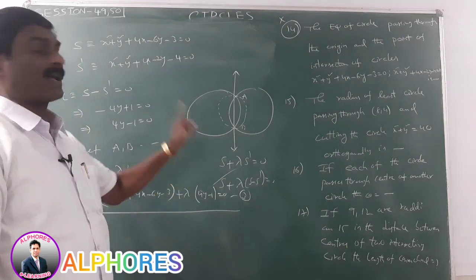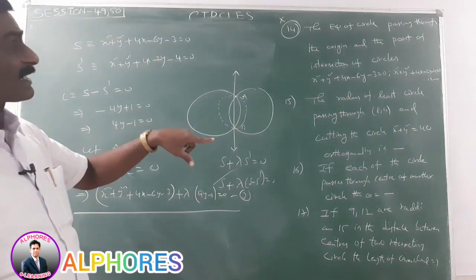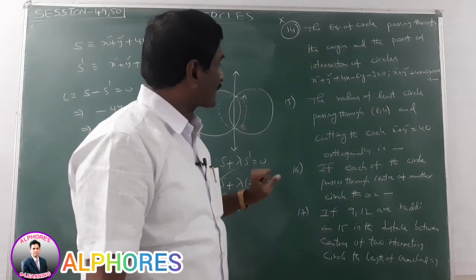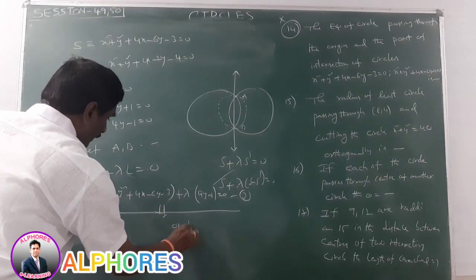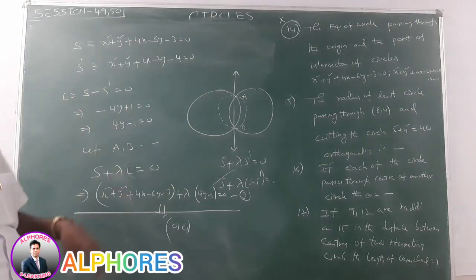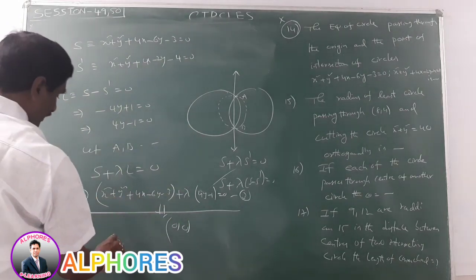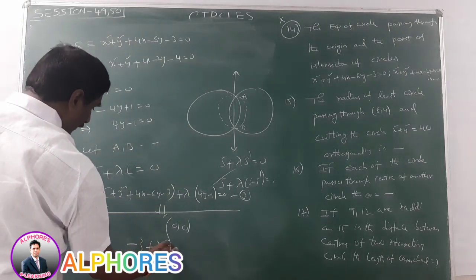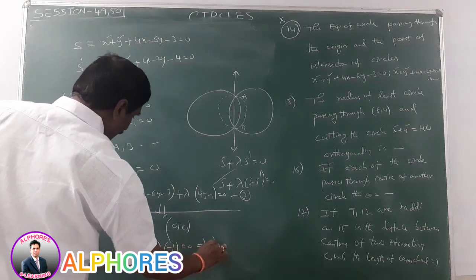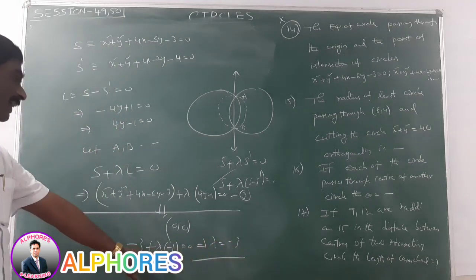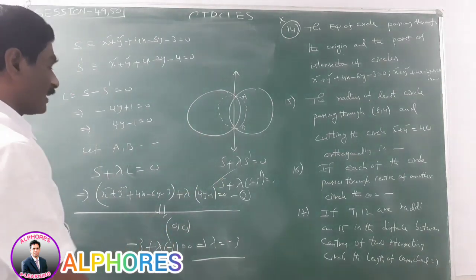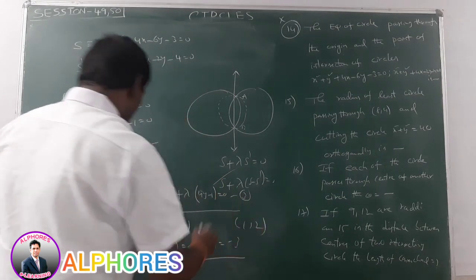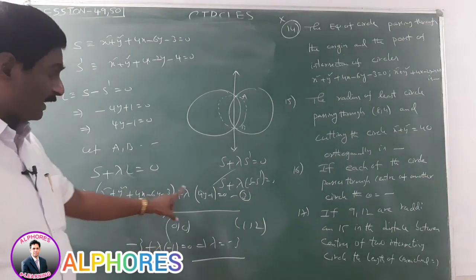For different values of lambda we get different circles, but the required circle passes through the origin, the point (0, 0). Substitute this point in this equation and we get lambda. By substituting (0, 0), minus 3 plus lambda into minus 1 is equal to 0. That means lambda is equal to minus 3. Substitute the value of lambda in this equation and we get the equation of the required circle. Suppose the circle passes through the point (1, 2), substitute this point in this equation to get lambda.